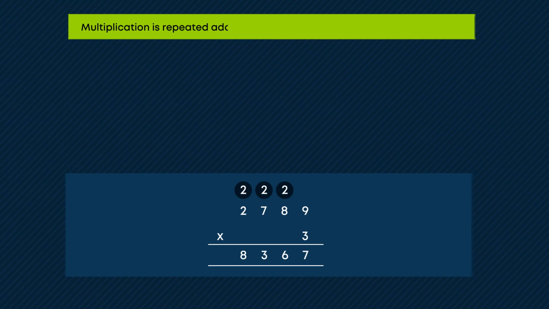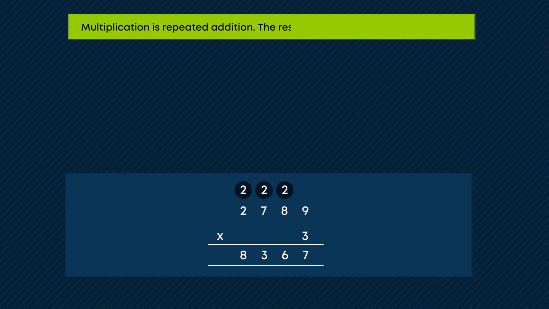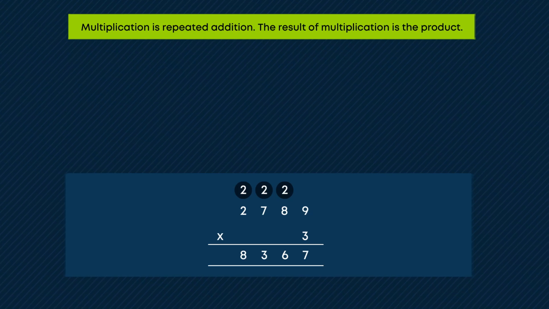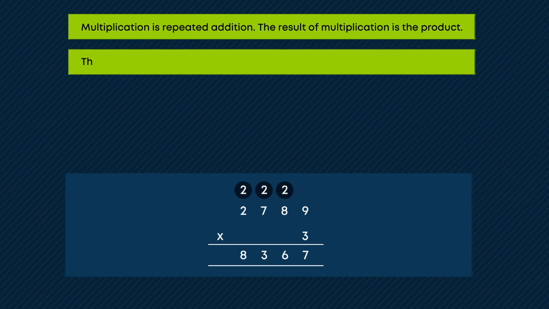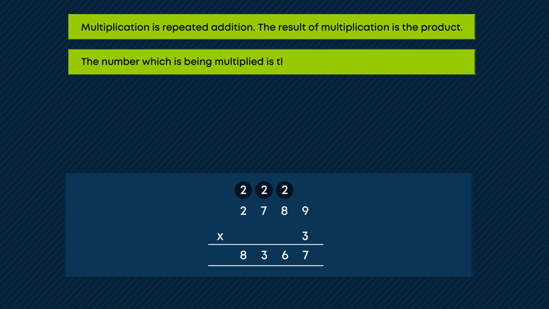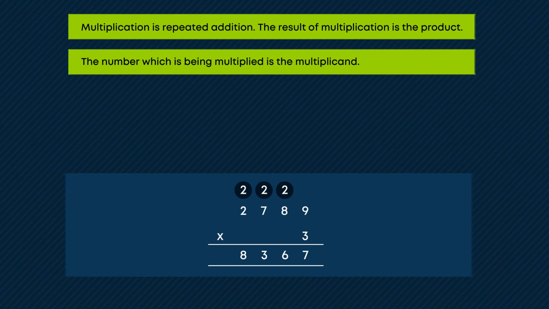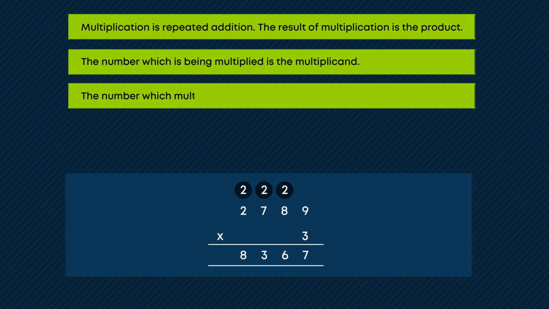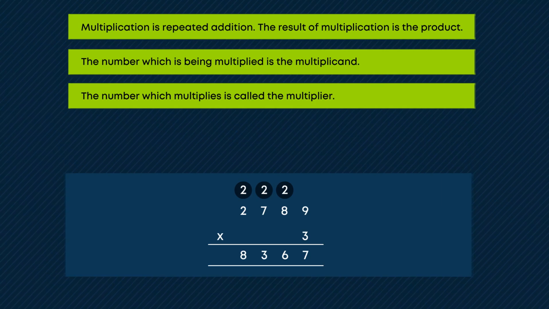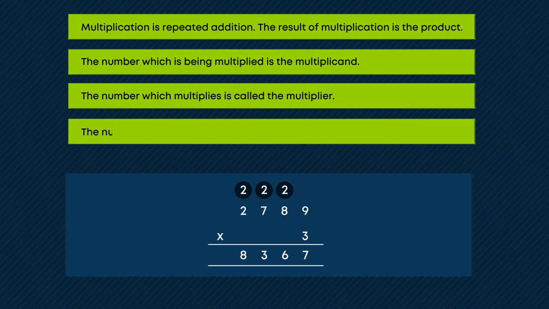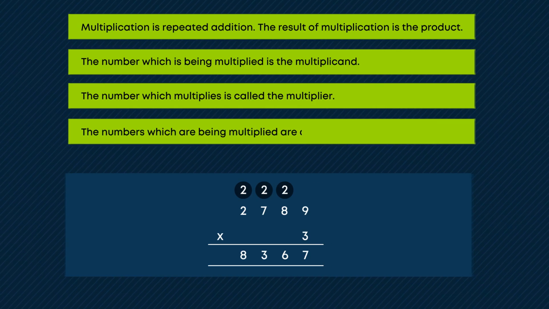Multiplication is repeated addition. The result of multiplication is the product. The number which is being multiplied is the multiplicand. The number which multiplies is called the multiplier. The numbers which are being multiplied are called factors.